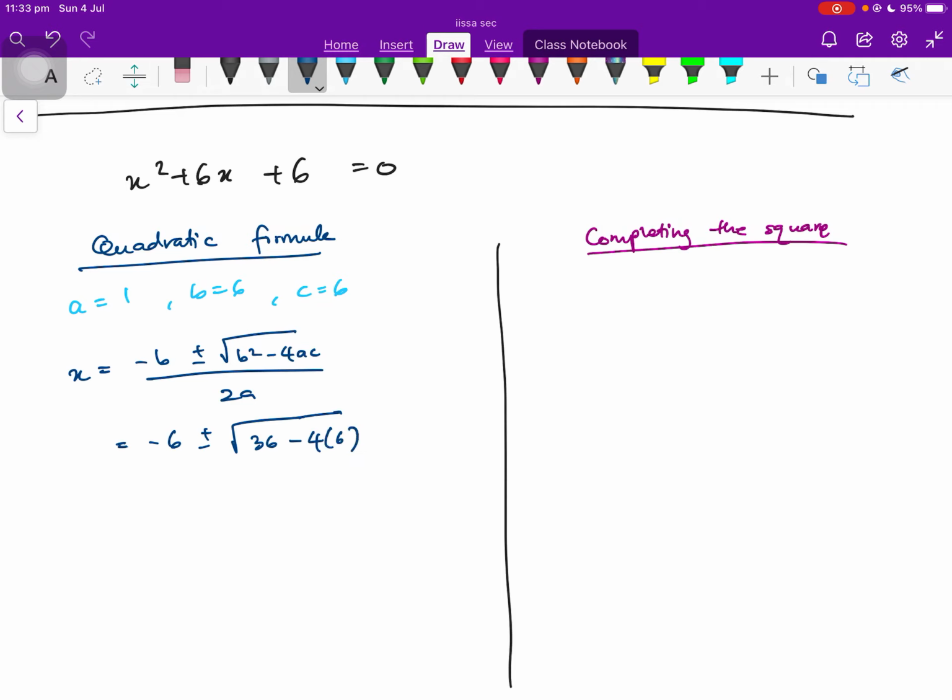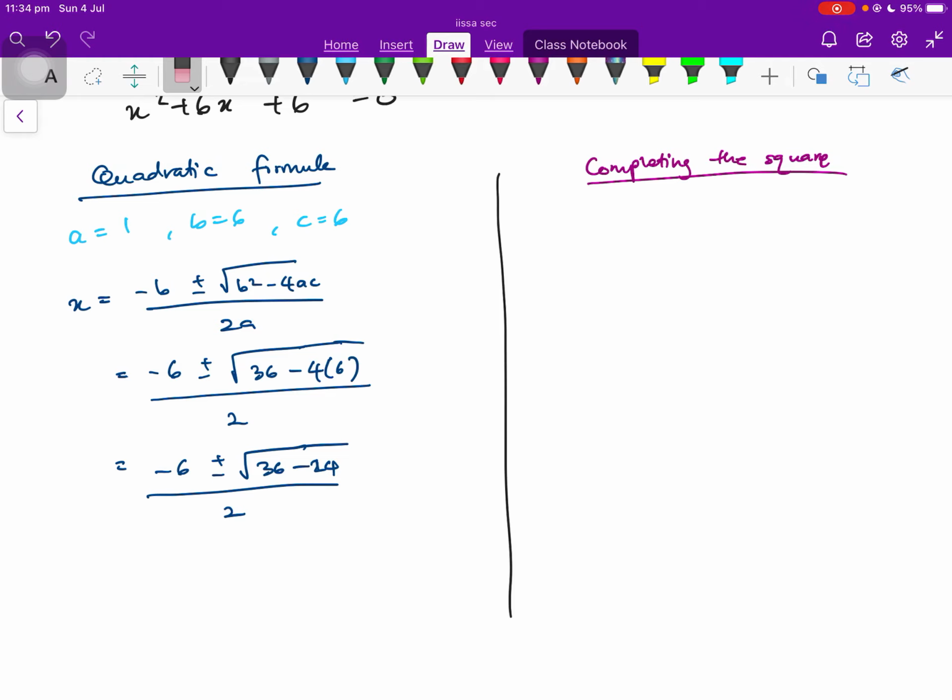6 over 2a. Okay, so now we have negative 6 plus or minus, what's this? 36 minus 4 times 6 is 24. Let's do that. Minus 24, over 2. Okay, a is just 2.